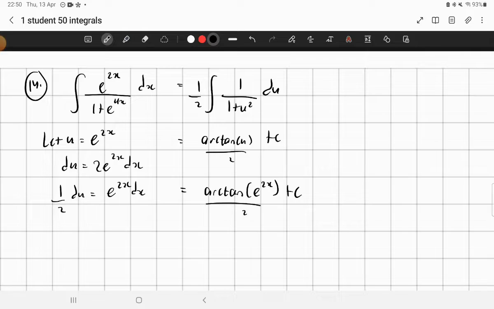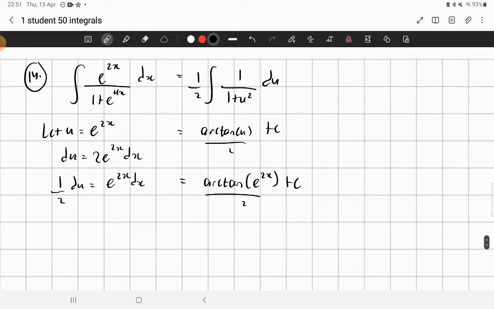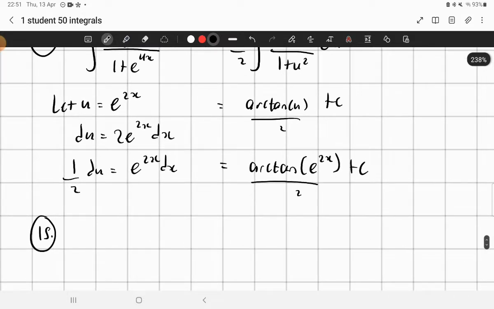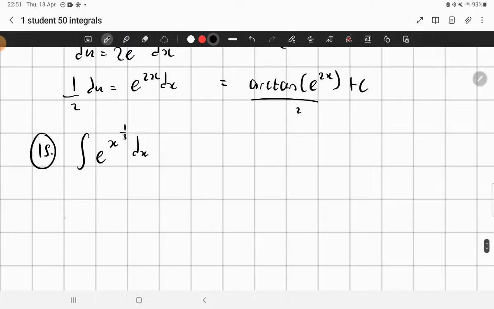Yep, nice. So let's move on to question 15. We have the integral of e to the cube root of x, which means x to the power of 1 over 3. Wow, okay, I've never seen this before. I believe appropriate substitution will be enough. Yeah, appropriate substitution. From here we could substitute the power here.